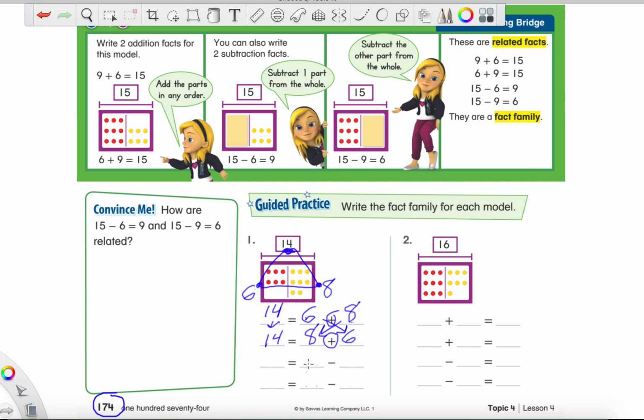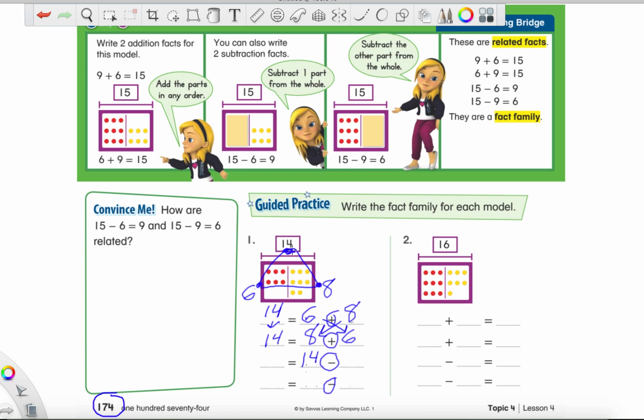Okay, now for subtraction, right? We have our minus sign, so we're subtracting numbers now. Where's that 14 going to go? Is it going to be by itself after the equal sign, or is it going to be the first number? Well, since it's subtraction, the 14 has to be that first number.